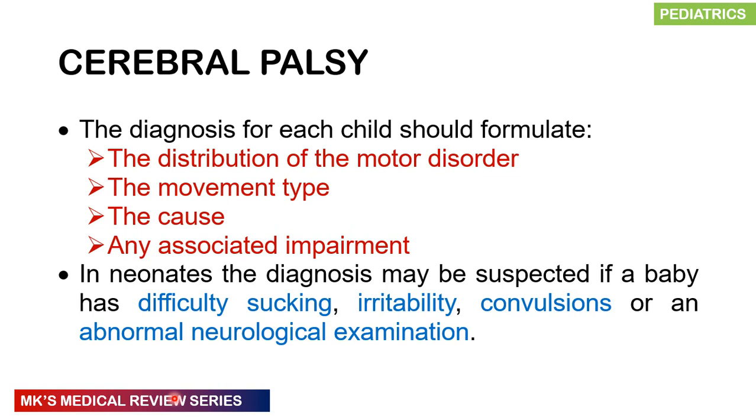And remember, whenever you're giving a diagnosis of cerebral palsy, you must have the following things in your diagnosis. You must have the distribution of the motor disorder, you must have the movement type, you must have the cause, and you must have any associated impairment.